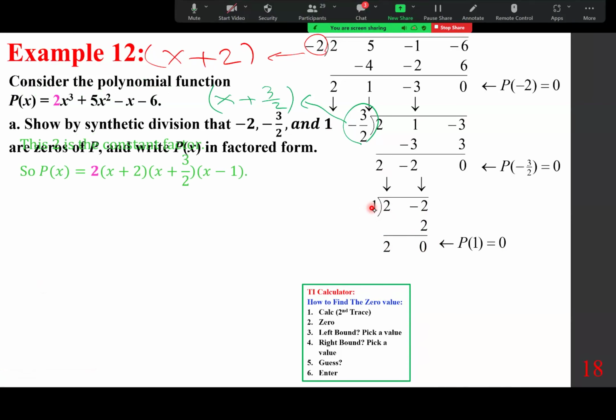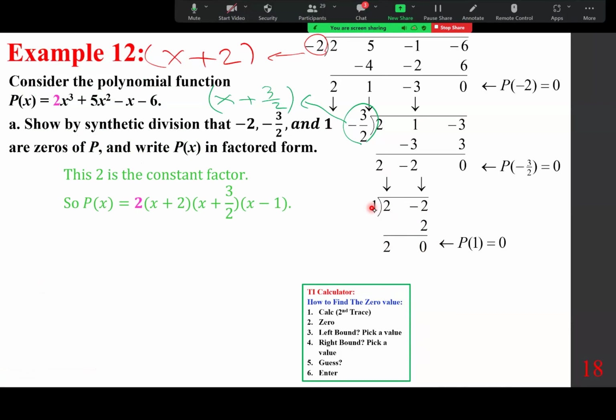Now, here's the answer. I want to make sure we understand what happens. So according to the factors, we're going to write x plus 2, x plus 3 halves, x minus 1. I want to discuss this. This 2 is the constant factor. If you go back here, because the leading coefficient was 2, this wouldn't indicate that. If it were 5, you would have to put that here. So it's important to see what's happening and why you have to put that. If you don't put that, it's not going to work out.